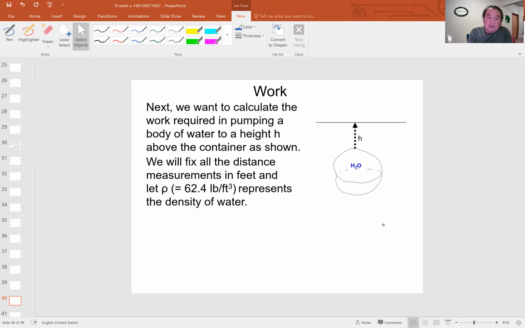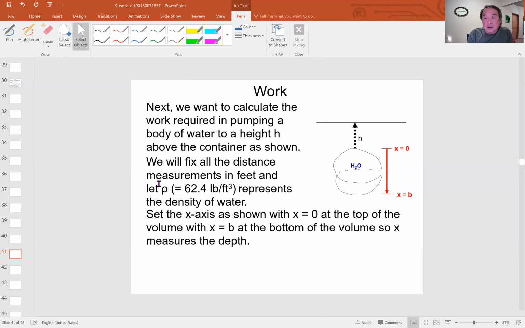In general, you will see in the book simple rules for the densities if you're pumping something else. If you're pumping oil, you need to know how much work you need to pump. But here we pump water, and that's the density of water, which is just a constant.